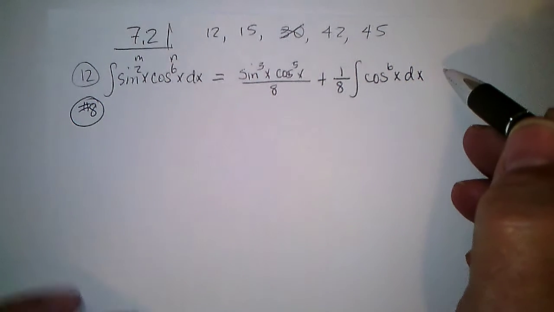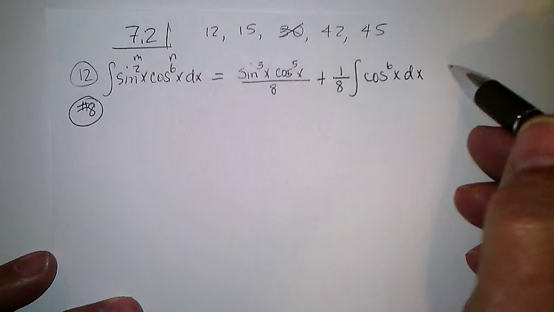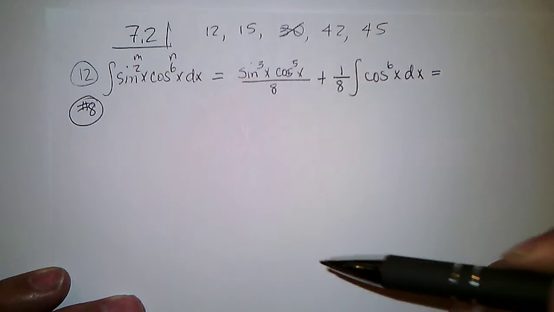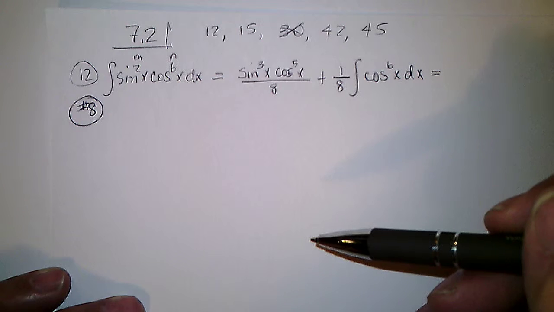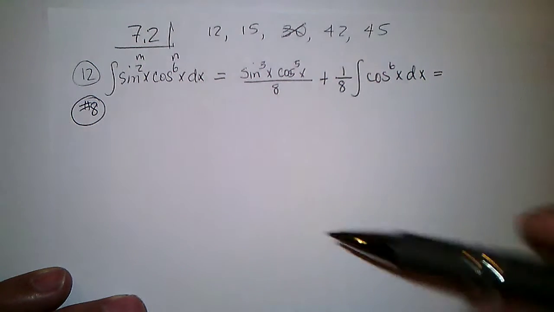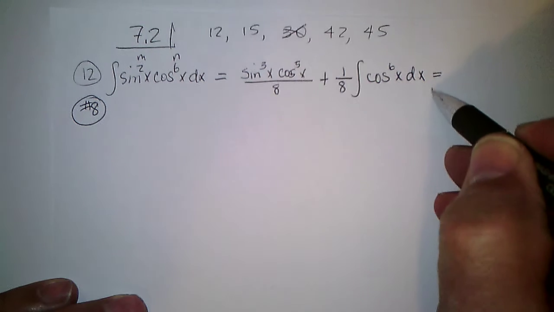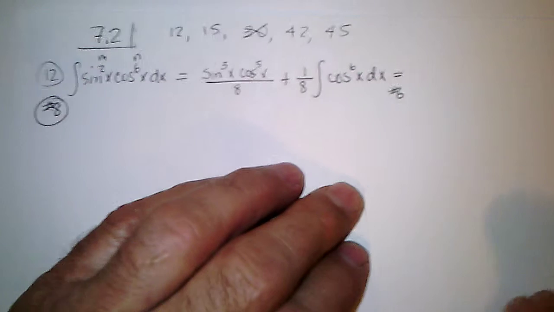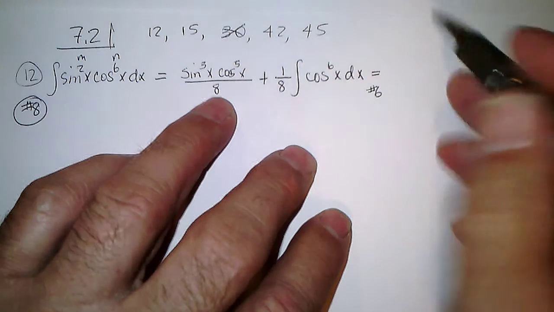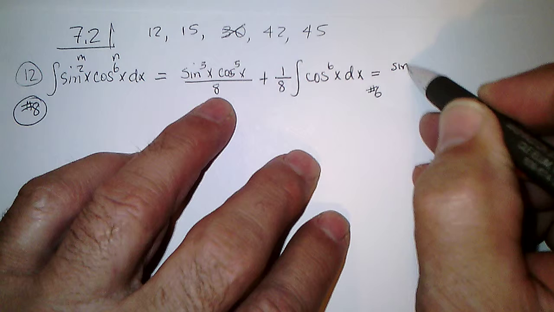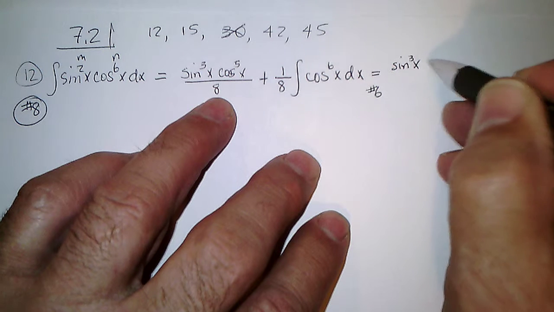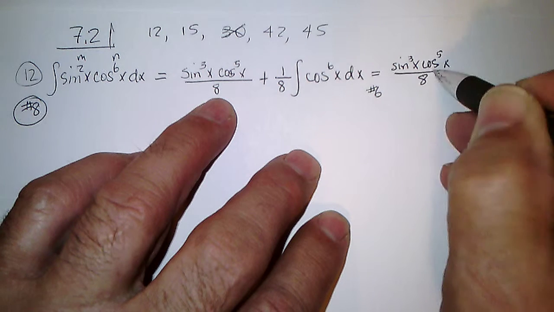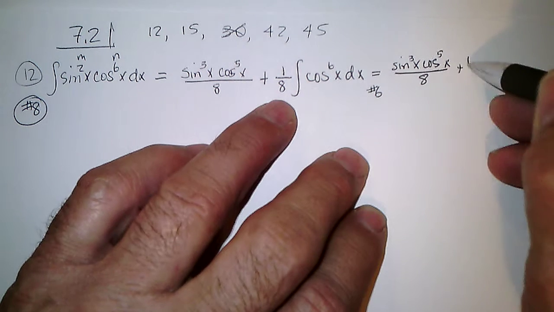So then I'm going to go to the reduction formulas again, that's on page 383. And I'm going to use it on the cosine. And that formula that reduces cosine is number 6. So I'm going to use number 6. And all of this stuff will stay. So we've got sine to the 3rd x cosine to the 5th x over 8 plus 1/8.